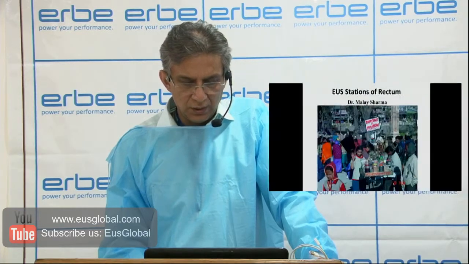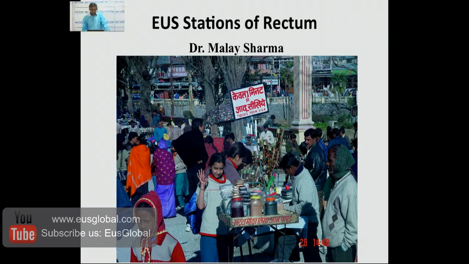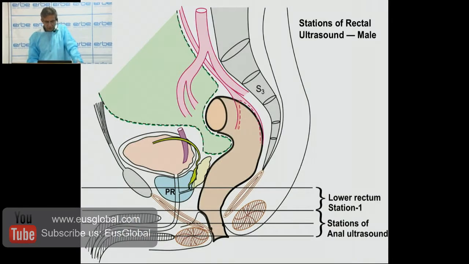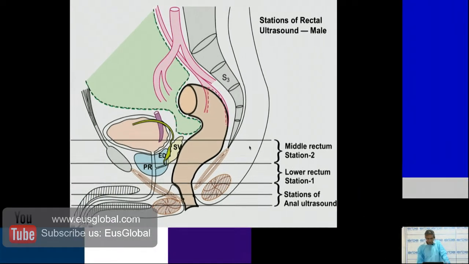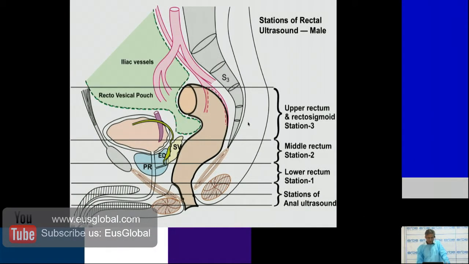Some EUS stations of the rectum. So how do we see the EUS stations? This was a slide prepared a long time back, but this is what I want to say: this is the anal canal, this is the lower rectum, this is the middle rectum, and that is the upper rectum.